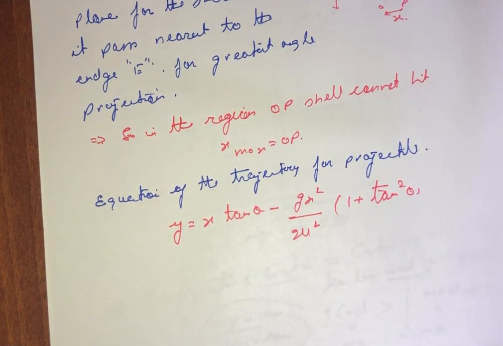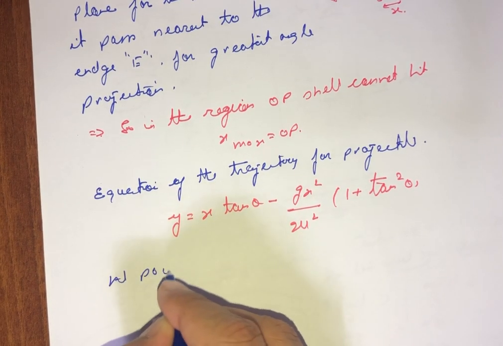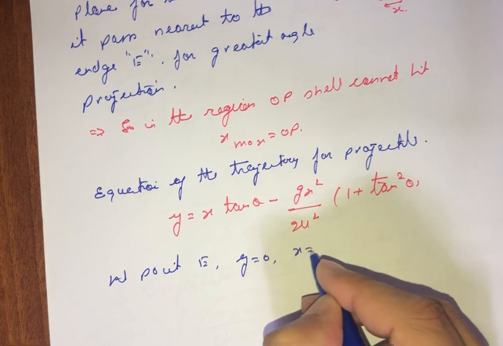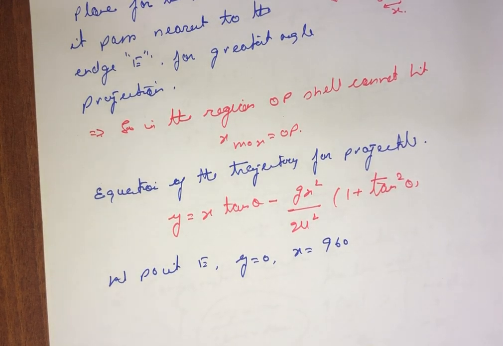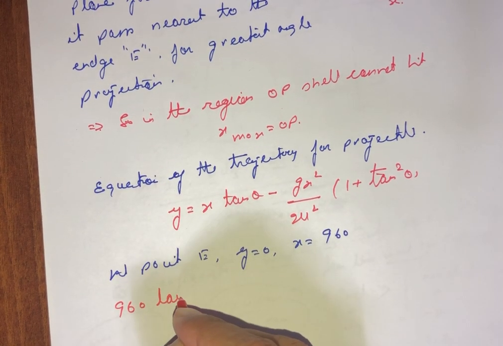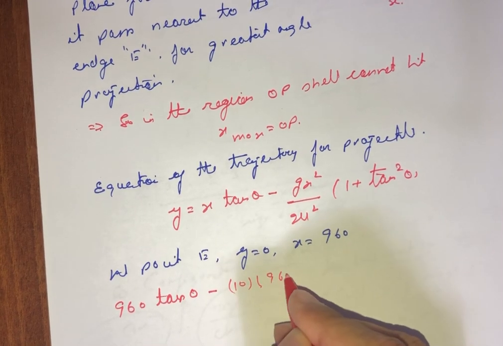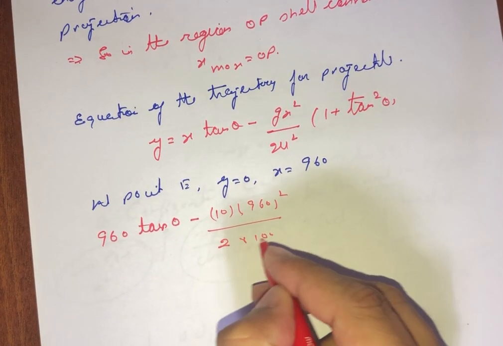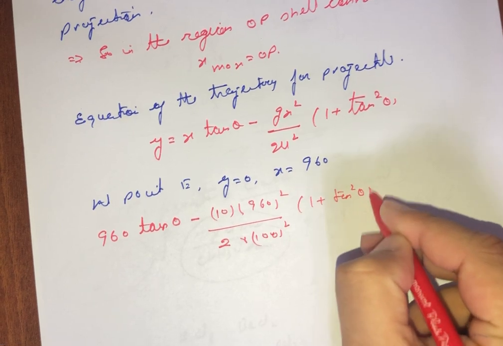So at point E, the y coordinate will be equal to 0 and the x coordinate will be equal to 960. So substituting in this equation, we are going to get 960 tan theta minus, taking g as 10, 960 square divided by 2 into initial velocity, which is given as 100 meters per second, squared, into 1 plus tan square theta, will be equal to 0.